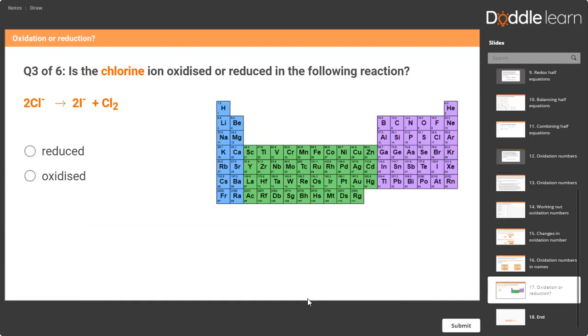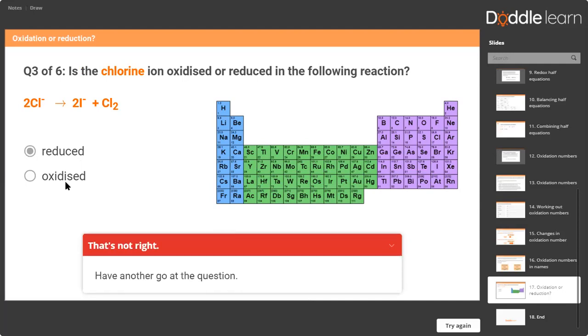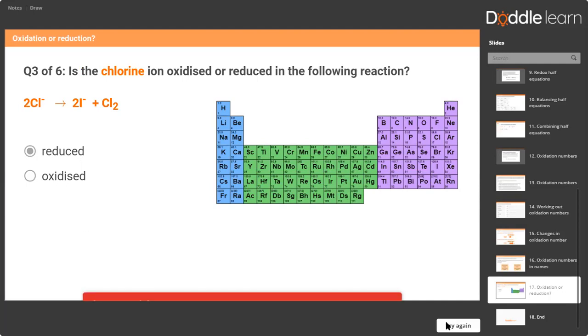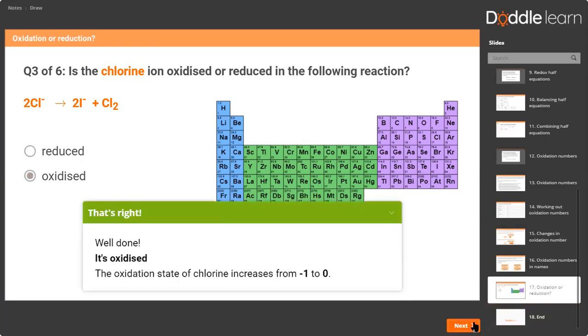Is the chloride ion oxidized or reduced in the following reaction? So we go from 2Cl- to Cl2. So actually our oxidation number has decreased. So it has reduced. Oh, sorry, no, it hasn't. It's oxidized. It goes from -1 to 0, so it's increased, because I did my numbers backwards.